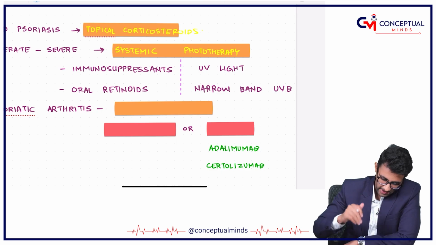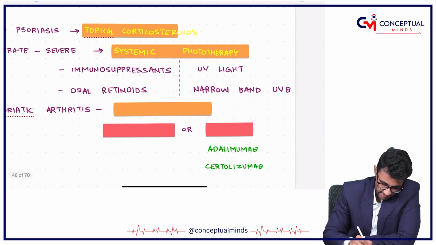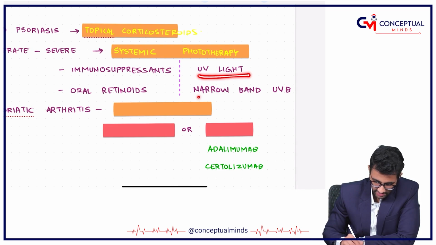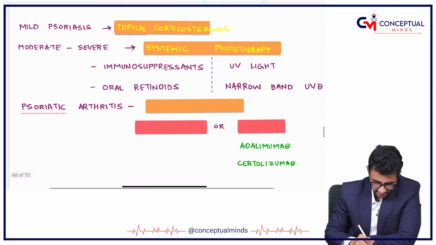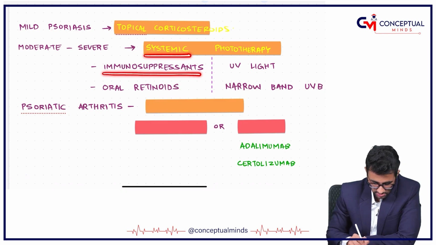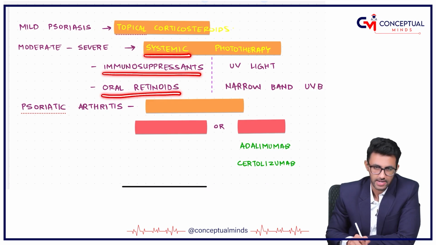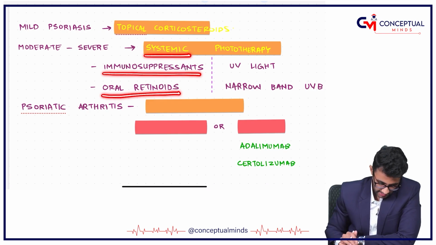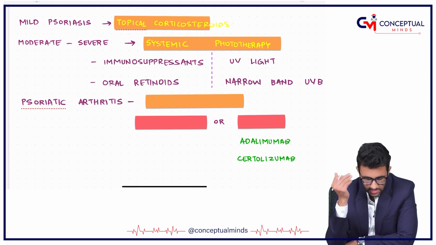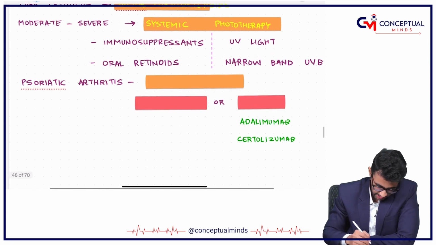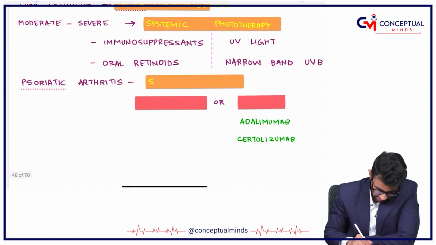Alright, so in phototherapy, we have the UV light exposure, and we can use narrowband UVB light for the patients. For the systemic treatment, we use immunosuppressant drugs, and oral retinoids we can use. And if there is psoriatic arthritis, we have to give systemic drugs for sure, right? Let me just write that. We have to use systemic drugs, systemic involvement we have to give.